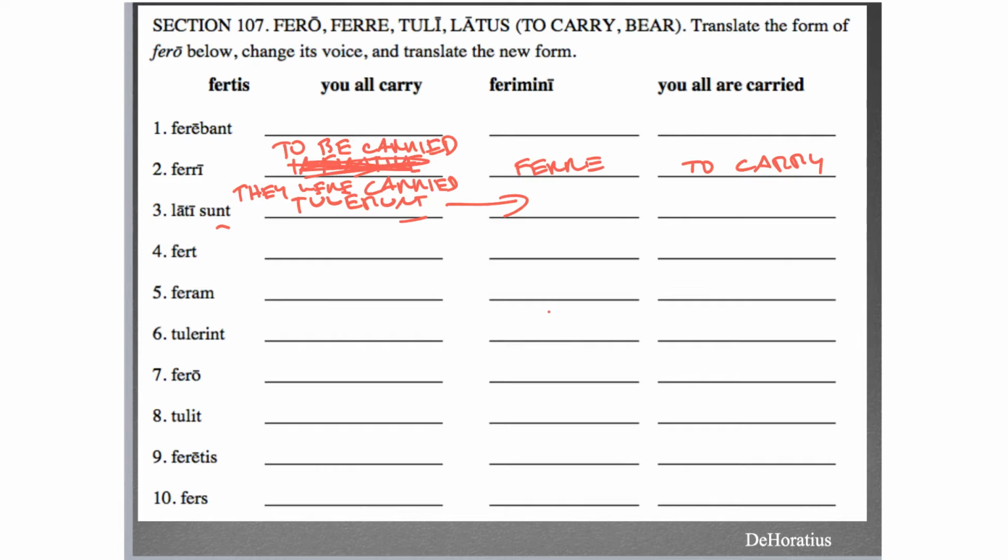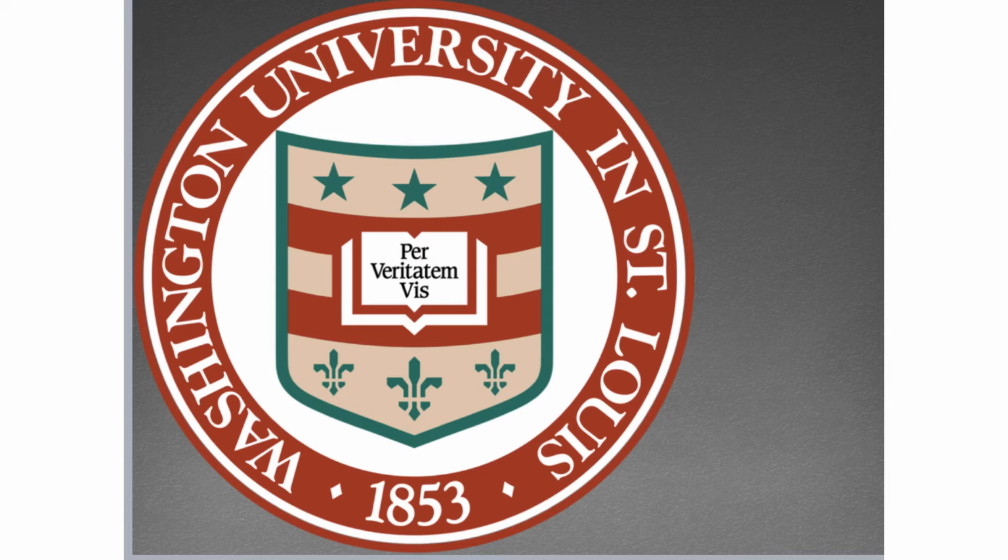All right, and then tulerunt is the new form, and then they carried is the translation of the new form. All right, I will leave the rest for you.